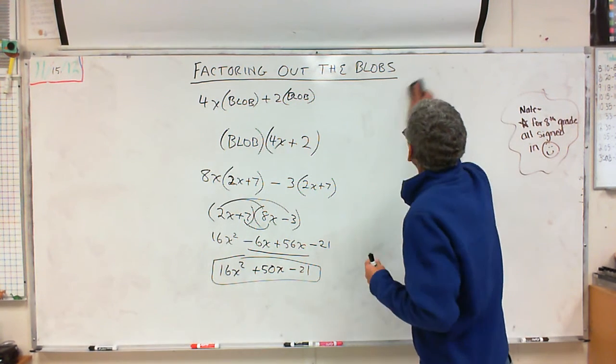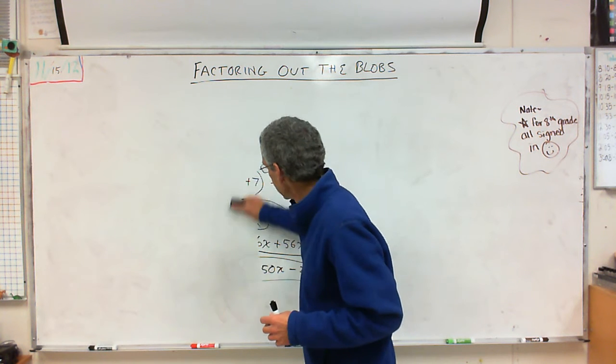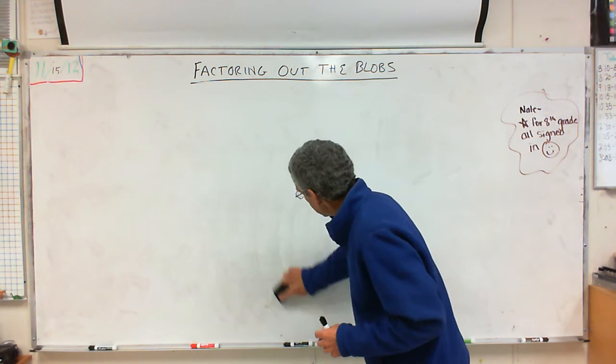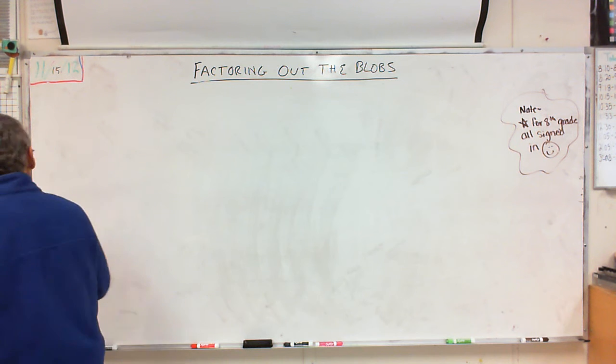So the first part was factoring out the blobs. Everybody gets that pretty well, I think. That's pretty straightforward. I'm sorry? You guys need new erasers.